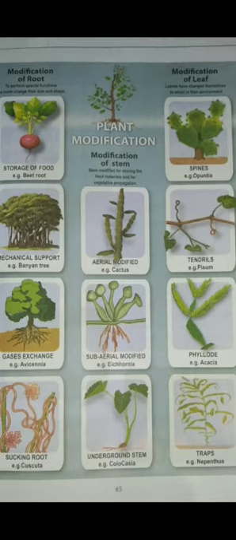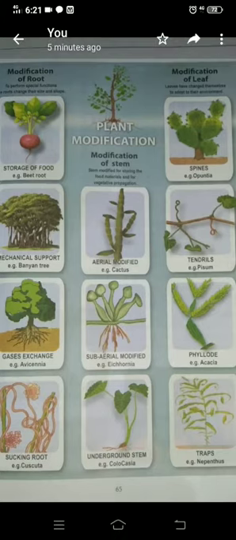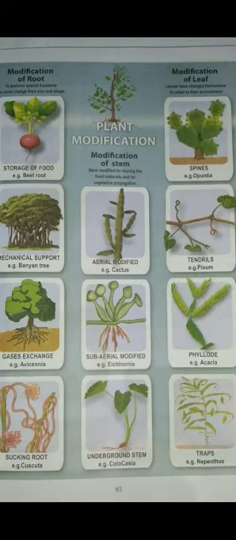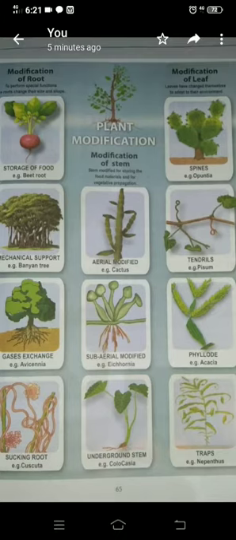The root always does the function of absorbing nutrients and giving support. The stem supports the whole plant. Then the leaves produce food. Okay ma. So these are the normal functions done by the plants.